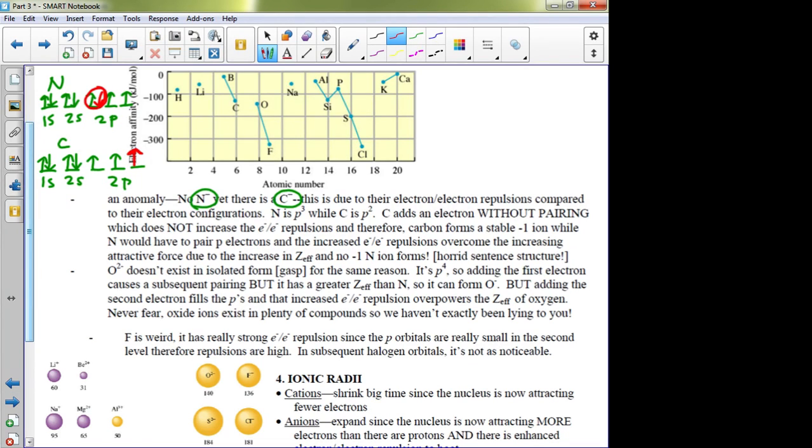Okay? All right. You have a quiz tomorrow. I would really become very comfortable with ionization energy. That's what I would become comfortable with. Okay? All right.